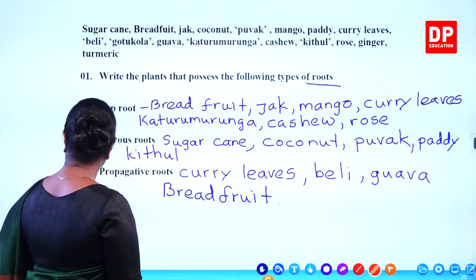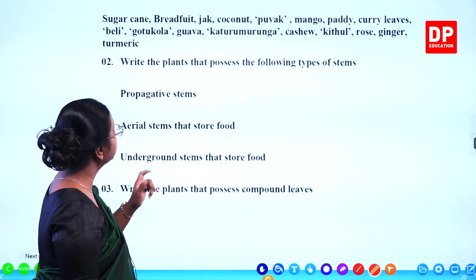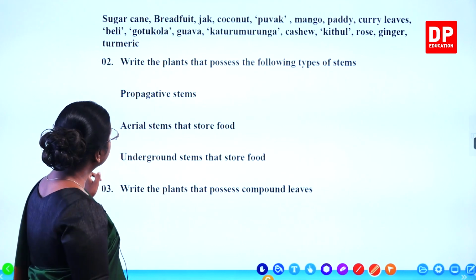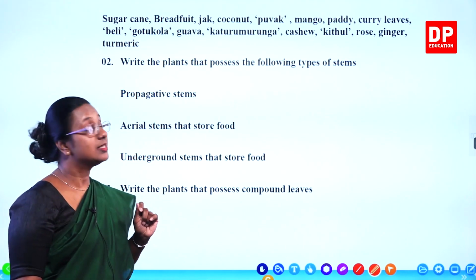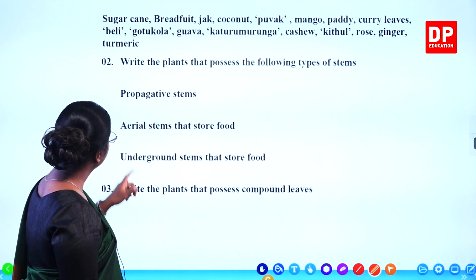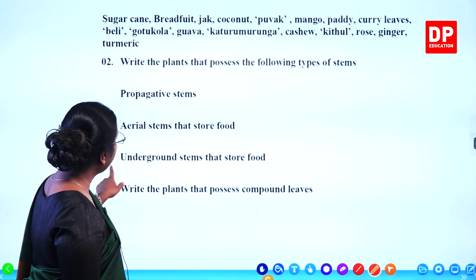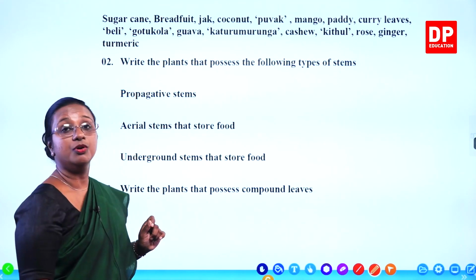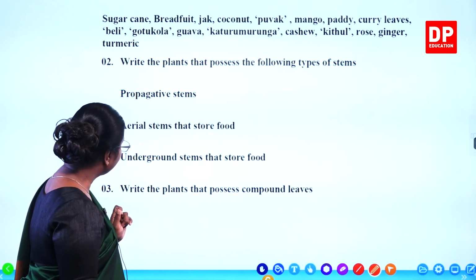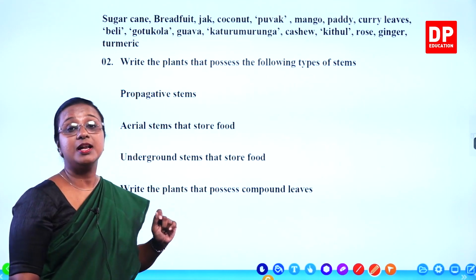So then I will move on to the next part of the question. Write the plants that possess the following types of stems. So earlier it was the roots, now the stems. What is the first one? Propagative stem. Then the second one is aerial stems that store food and underground stems that store food. Then the third question is write the plants that possess compound leaves.